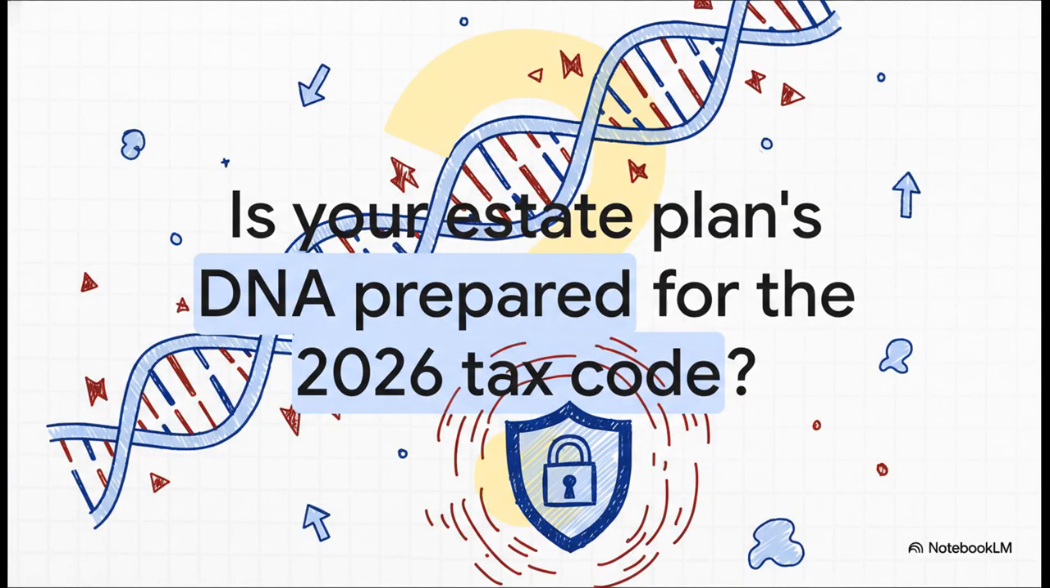And that leaves us with this final, critical question. The tax code is never static. It's always evolving, always mutating. With a huge change just over the horizon in 2026, the environment is about to get a lot more hostile. So you have to ask yourself, is the genetic code of your estate plan prepared to survive? Because right now, a full forensic review isn't just a good idea, it is an absolute necessity.